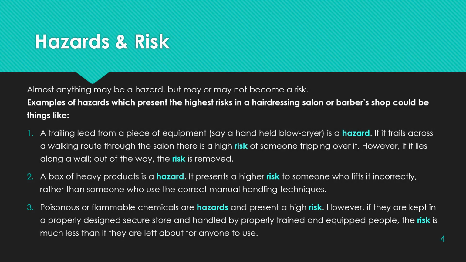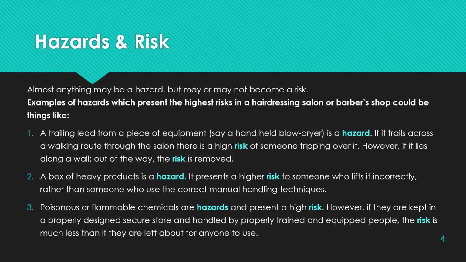Almost anything may be a hazard, but may, or may not, become a risk. Examples of hazards which present the highest risks in a hairdressing salon or barber's shop could be things like: 1. A trailing lead from a piece of equipment, say a handheld blow dryer, is a hazard. If it trails across a walking route through the salon, there is a high risk of someone tripping over it. However, if it lies along a wall, out of the way, the risk is removed.